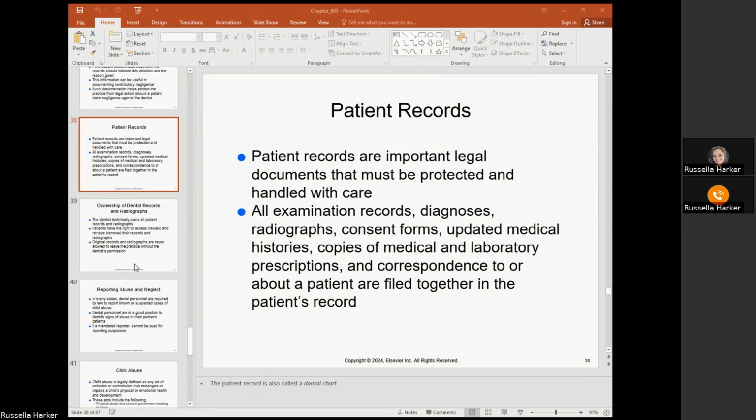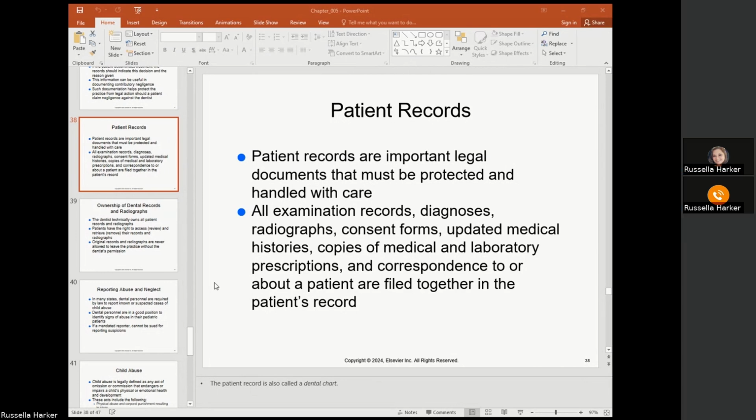So things that can be called into court not only are the written or computerized chart notes, but also any written record diagnosis, a radiograph, a consent form that a patient has signed or that you have also signed as a witness, updated medical history, a copy of medical or exam laboratory prescription, correspondence to the patient or about the patient. That's all part of the patient record. That can all be part of something that's called into court. So that has to be kept organized and neat, and you have to maintain that very diligently.